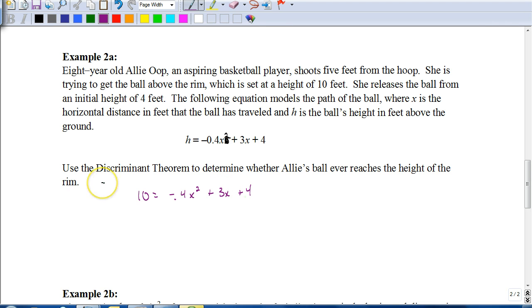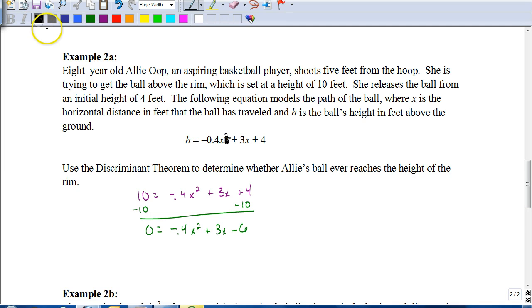Well, in order to use the discriminant, remember that's part of the quadratic formula. In order to use the quadratic formula, our equation needs to be set equal to 0. So what we want to do here is solve this equation first to see what it's going to be equal to 0. I do that by subtracting 10 from both sides. So this would be the equation we're going to use the discriminant theorem for.